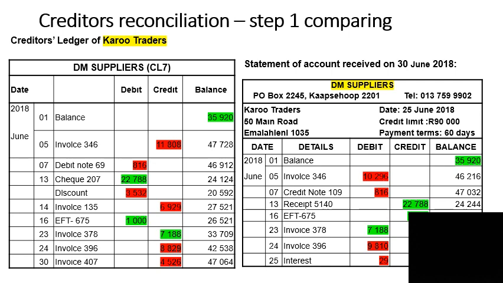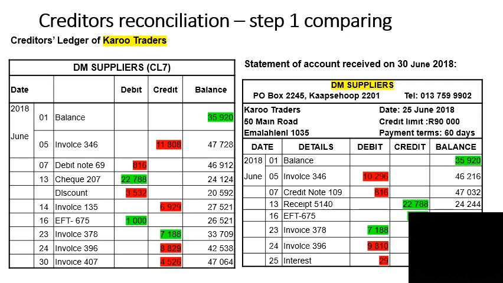Invoice 396 for 8,029 on the credit and invoice 396 for 9,810 on the debit. It is not common because of different amounts. On the 30th, invoice 407 for 4,526. We don't have it in the statement. Then on the statement, 25 June, we have interest for 29 rands. We don't have it in the creditors ledger. It is not common.